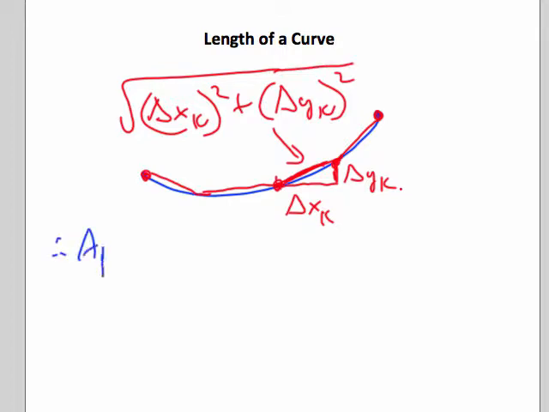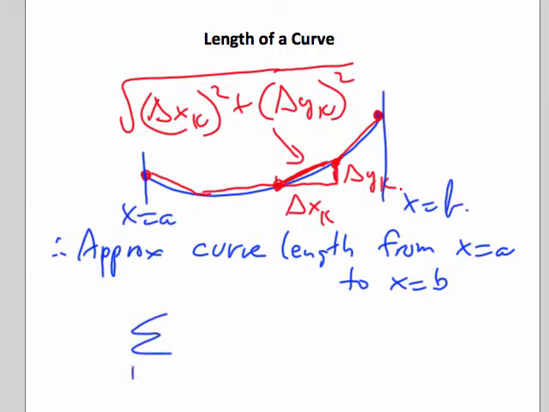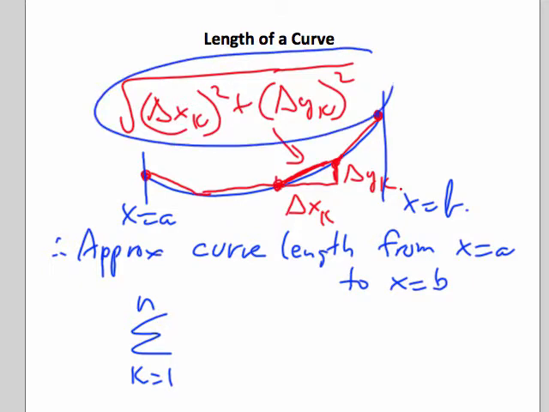So therefore, to approximate the curve length from beginning to end, so let's say from x equals a to x equals b. Okay, so this is x equals a, x equals b. We could sum up all n intervals. So we've broken it into n intervals, we're saying, and we're going to sum up each of these for each segment.